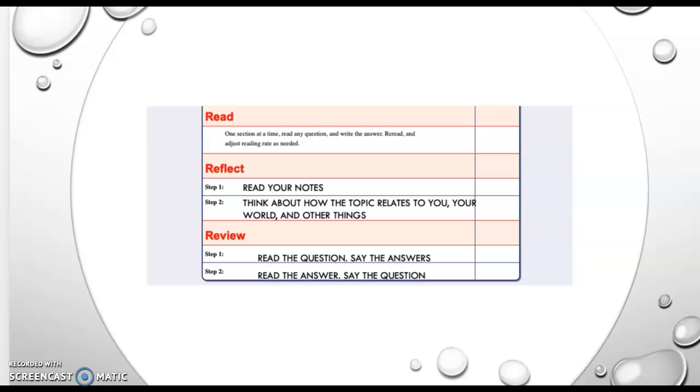Now let's talk about review. Review, I know this seems silly, but read the question and say the answer. And then step 2, read the answer and say the question, making sure that it makes sense.